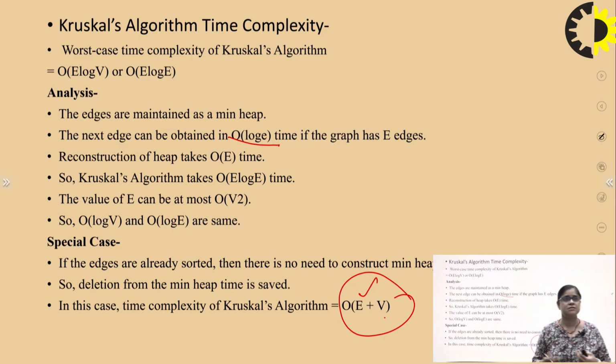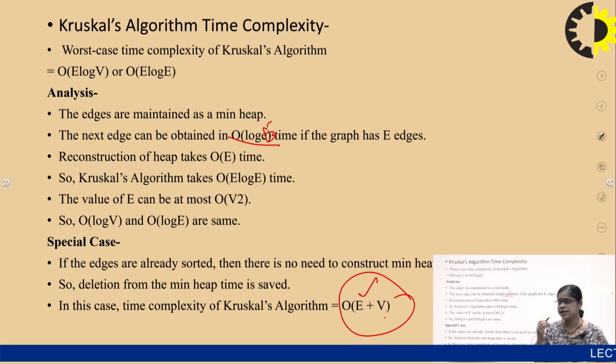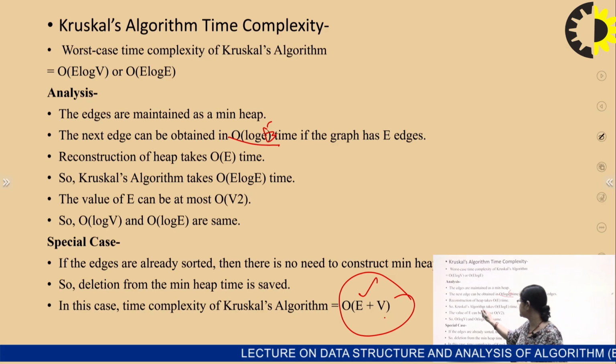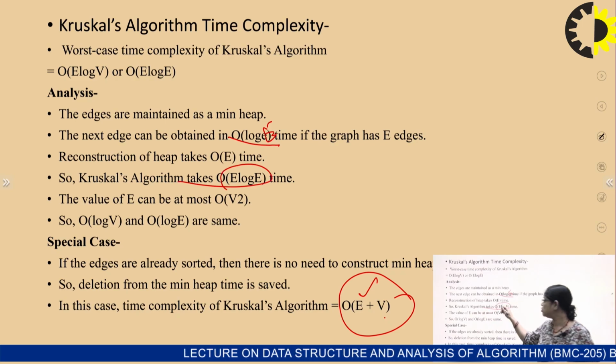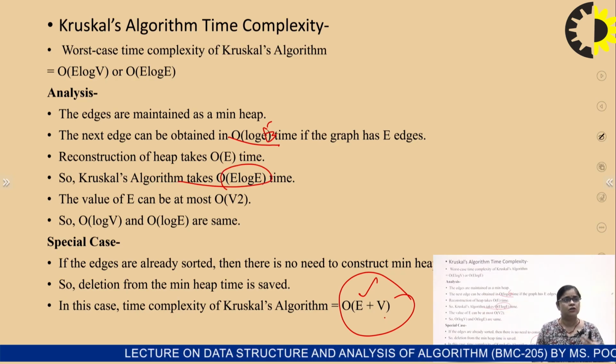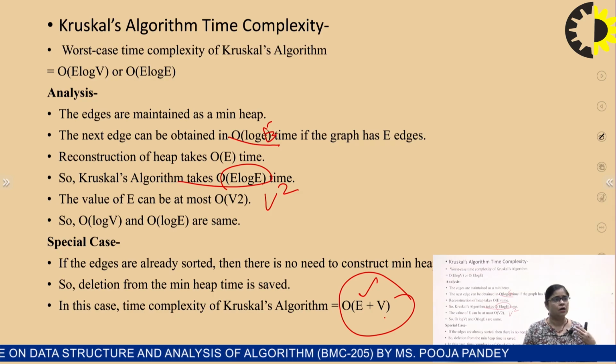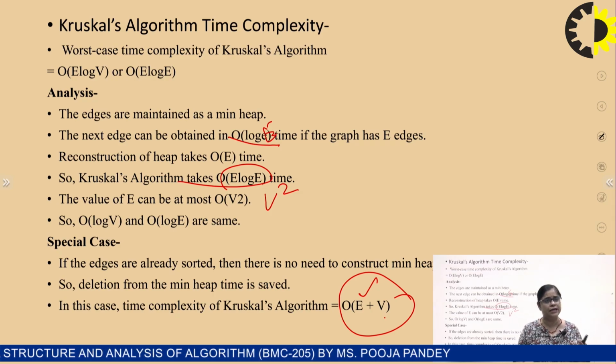If the graph has E edges, that is E, right? Now reconstruction of the heap takes big O of E time, because when we are creating the min heap, we have to keep in mind that the root node should be the lowest. So Kruskal's algorithm takes big O of E log E time. Now the value of E can be at most big O of V squared, so log V and log E are the same.